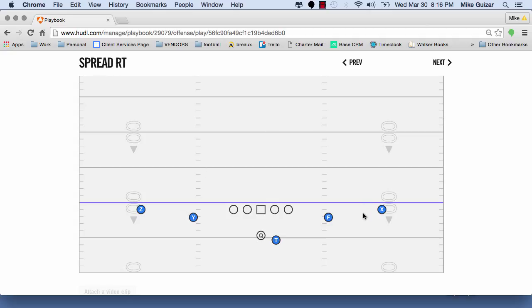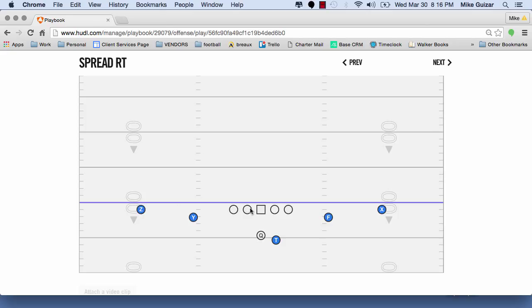Now in spread, the alignment is the same as Y and Z were in flex. That might have sounded confusing, but what I mean by that is, in spread, F and Y, the two slots, are just outside the hash on their respective sides, and X and Z are on the line of scrimmage at the bottom of the numbers on their respective sides.